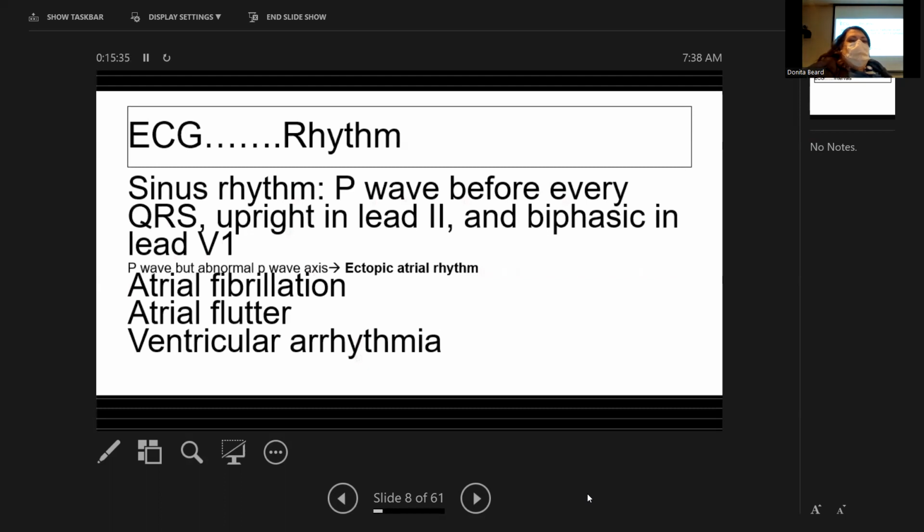And then other rhythms. Atrial fibrillation, you are all probably used to seeing as irregularly irregular. If there are no P waves, then atrial fibrillation. Atrial flutter can be regular, but you see multiple what look like P waves, or multiple flutter waves.